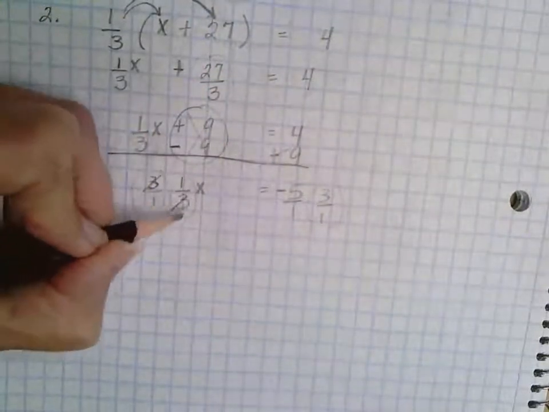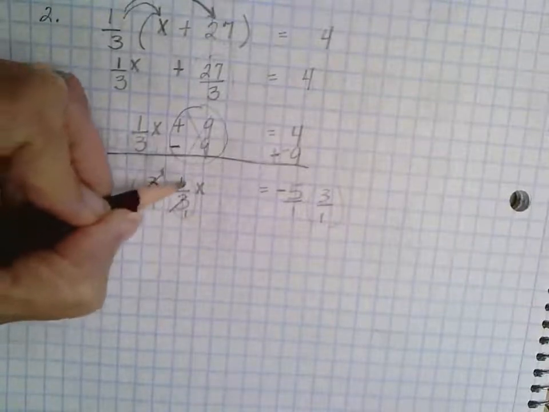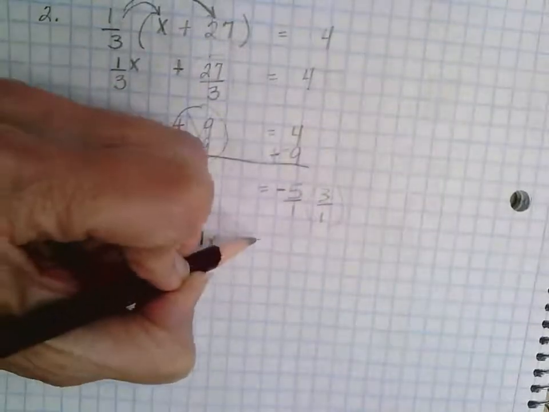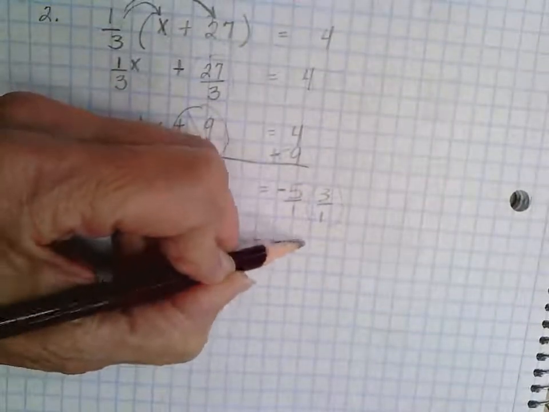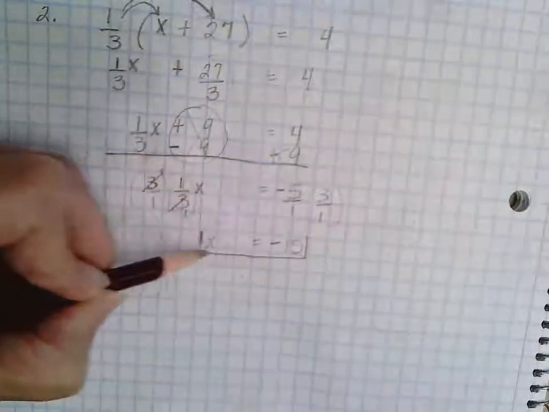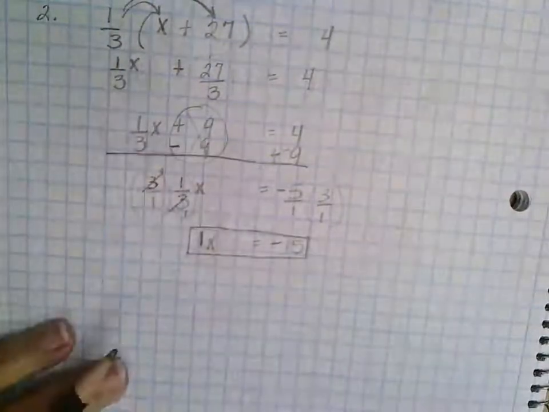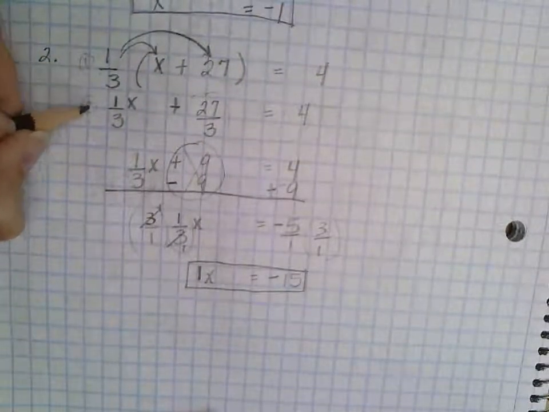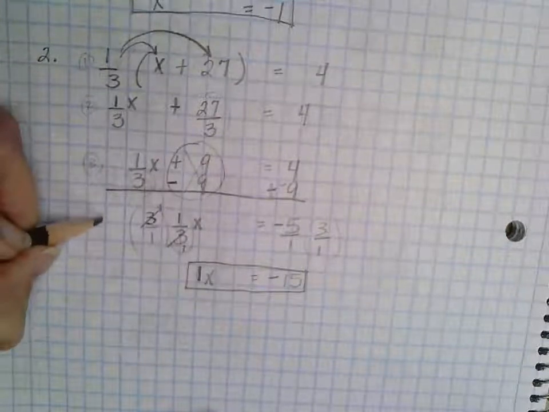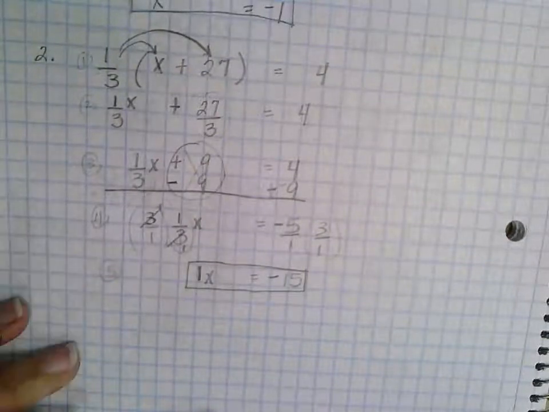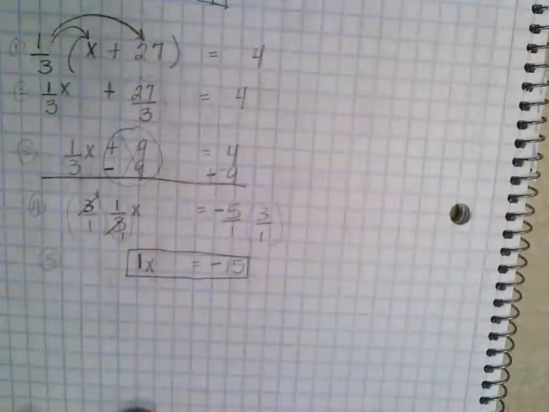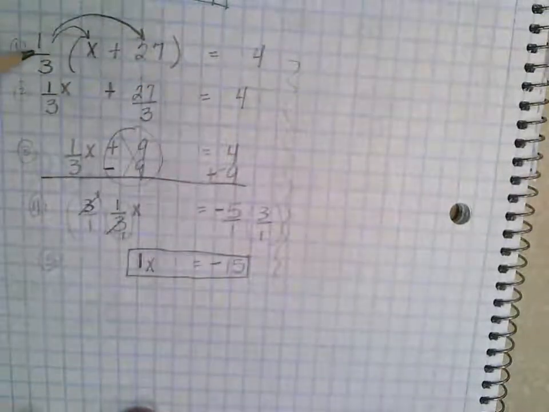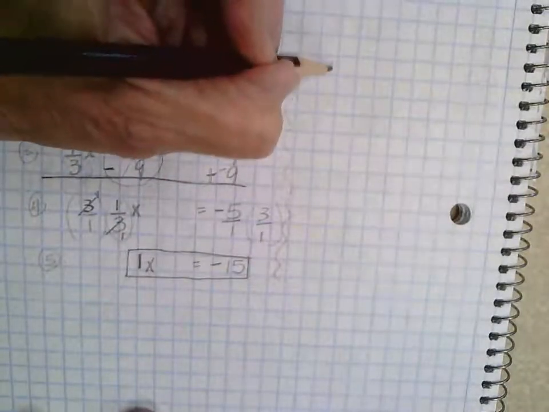And these are going to cross cancel, and I'm going to have 1 times 1 times x, which is just going to give me 1x is equal to negative 15. And that's one way to solve it. So we'll see, we had the original problem, this step, this step, this step, and this step. 5 steps.